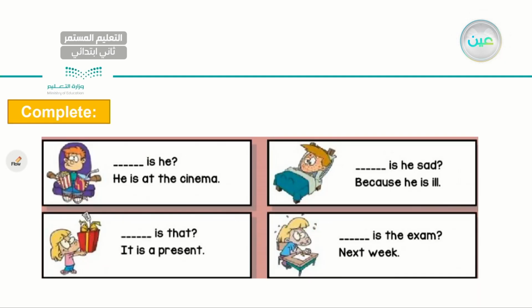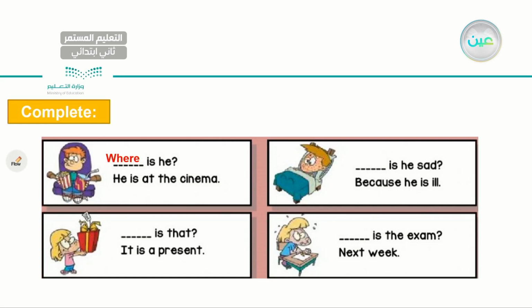Excellent. How about this one? He is at the cinema. We gave a place here. In the answer, we gave a place. So the question, where is he? He is at the cinema. Where is he? He is at the cinema.